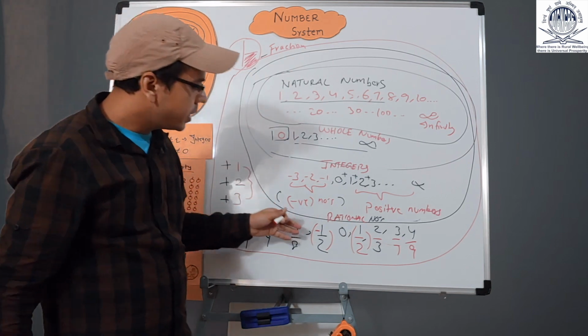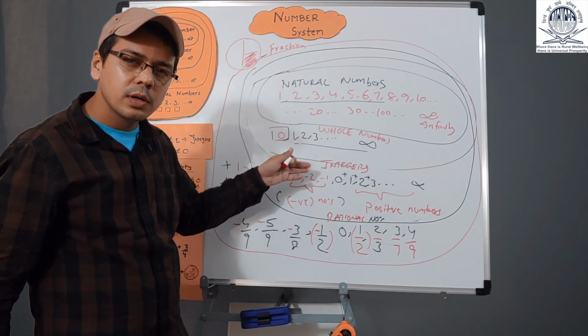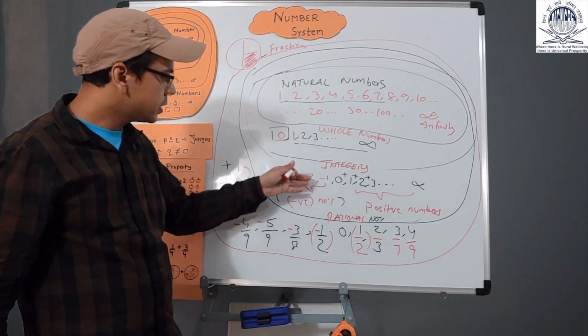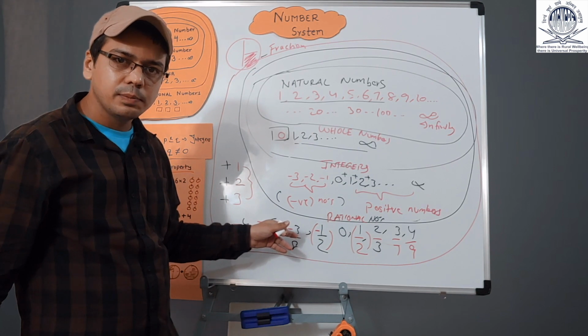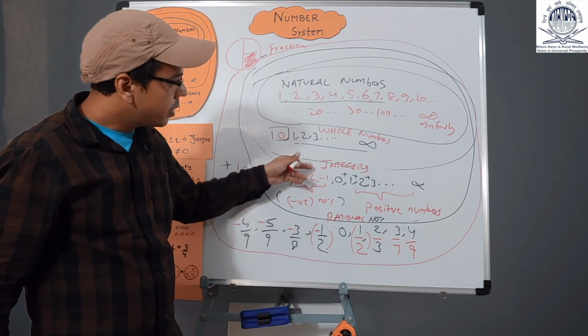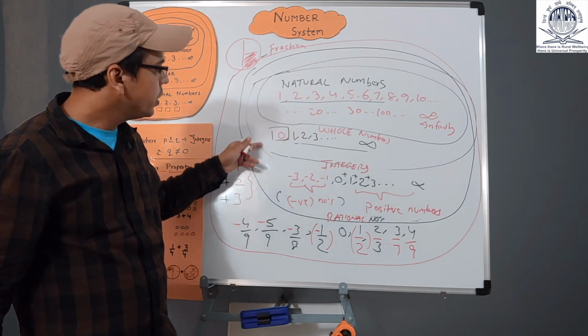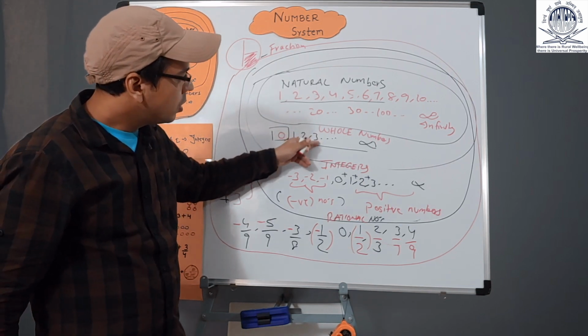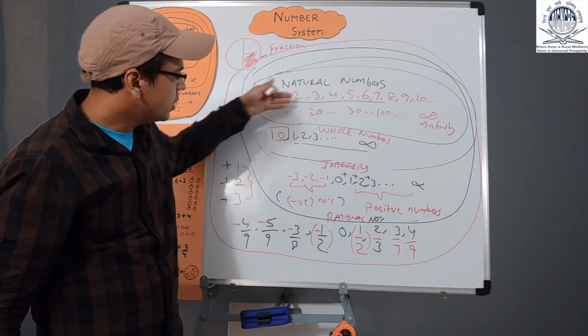But are all rational numbers part of integers? No. Why not? Oh yes, because in integers we don't have fractions. Are all integers part of whole numbers? No. Why not? Because we don't have negative numbers. Are all whole numbers in natural numbers? We discussed, we don't have, because we don't have 0.